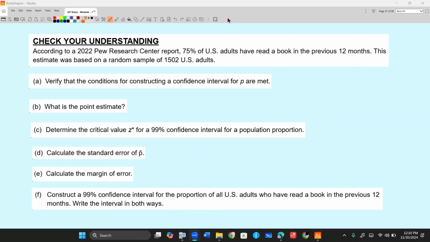According to a 2022 Pew Research Center report, 75% of U.S. adults have read a book in the previous 12 months. This estimate was based on a random sample of 1,502 U.S. adults. Part A, verify the conditions for constructing the confidence interval are met. B, what's the point estimate? C, what's the critical value for a 99% confidence interval? D, calculate the standard error. E, calculate the margin of error. And F, construct a 99% confidence interval for the proportion of all U.S. adults who've read a book in the previous 12 months, right? And in both ways. All right, here we go.